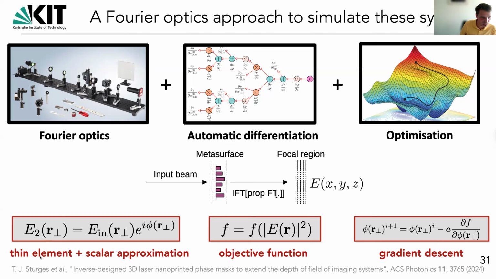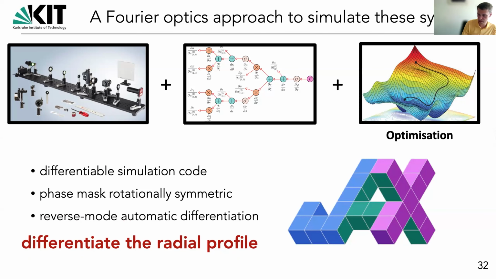And the idea is then that we use a thin element and a scalar approximation to describe light propagation through the system. We can derive an objective function, which at the end of the day is just a question of how much light is focused into the different spatial domains depending on the wavelengths. Then we use gradient descent where we differentiate these phase profiles that we are going to imprint such that this objective function is maximized. I think this is a very powerful algorithm that allows us to steer this.